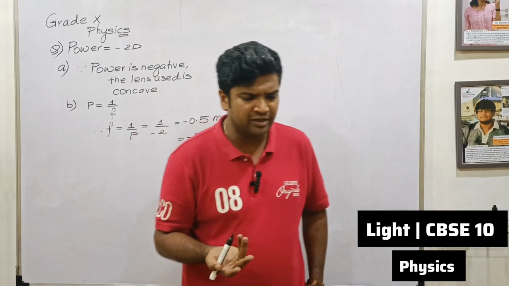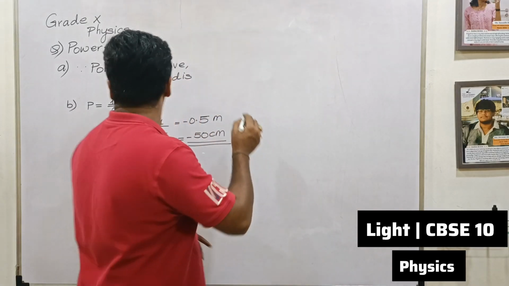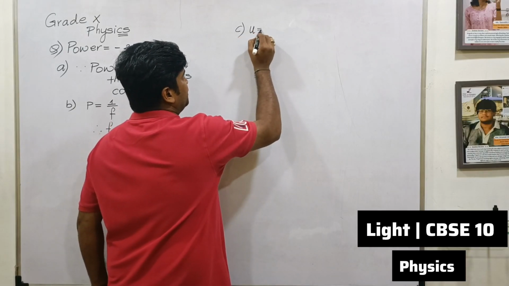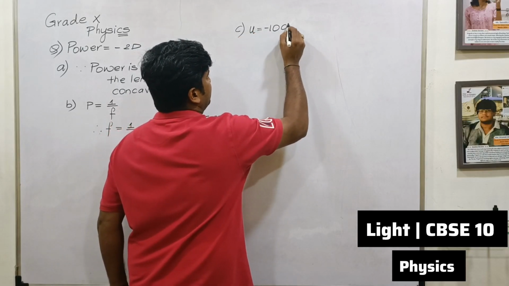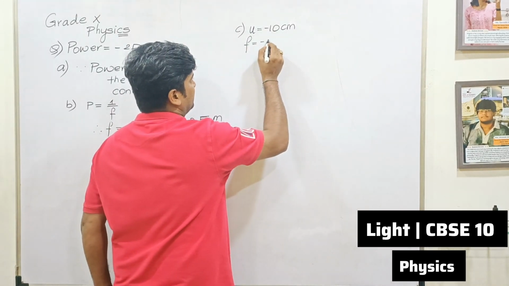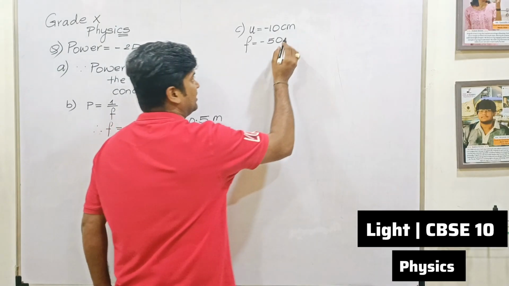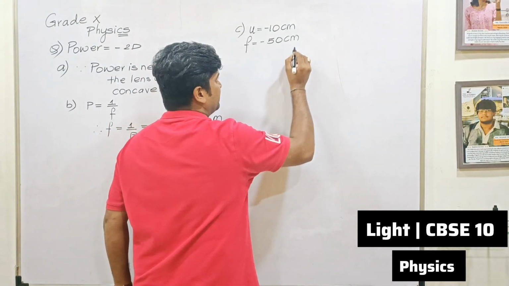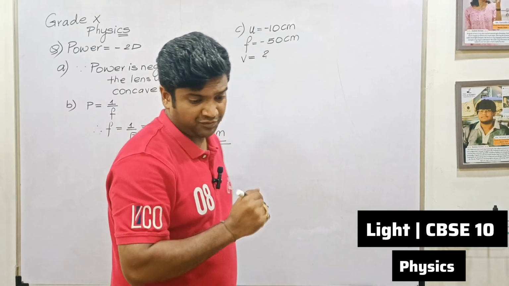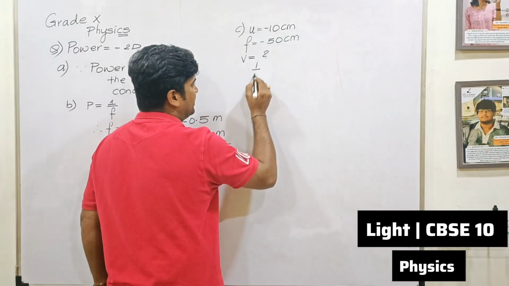Fine. Simple one. So object कहाँ रखा गया? 10 centimeter in front of this lens. So I'll start the third one here. So U is minus of 10 centimeters. It's given. Focal length is, we found out how much we got. Since this is in centimeters, so I'll use 50 wala answer. So negative 50 centimeter. And we are supposed to find out V, that is the distance of the image from the lens.